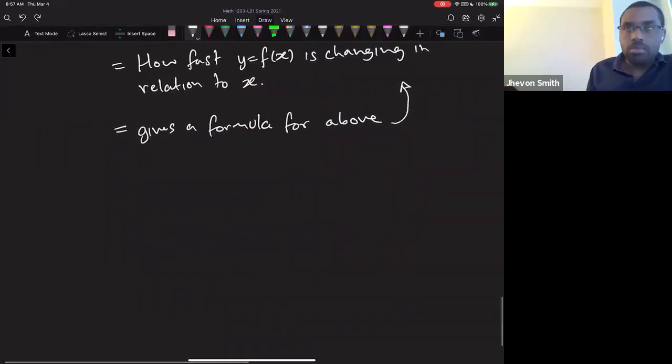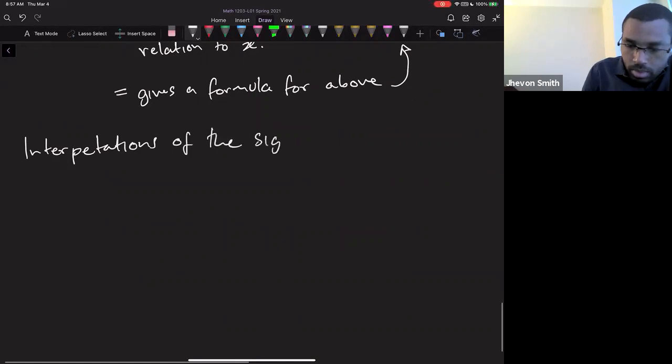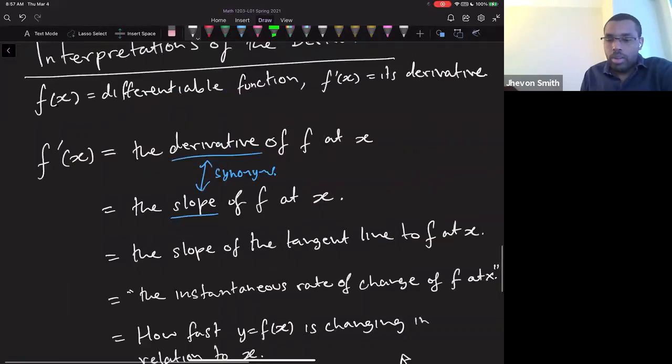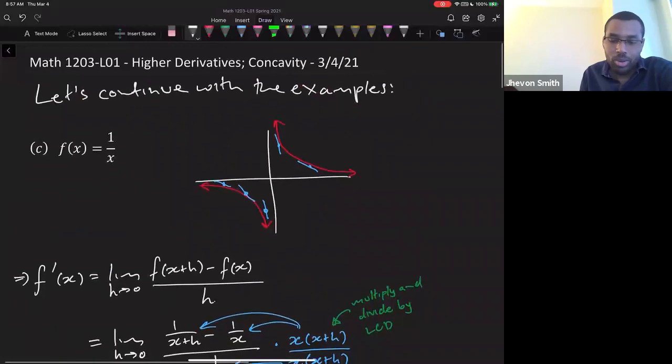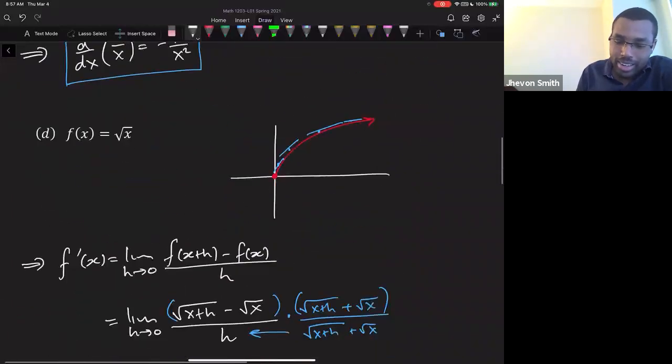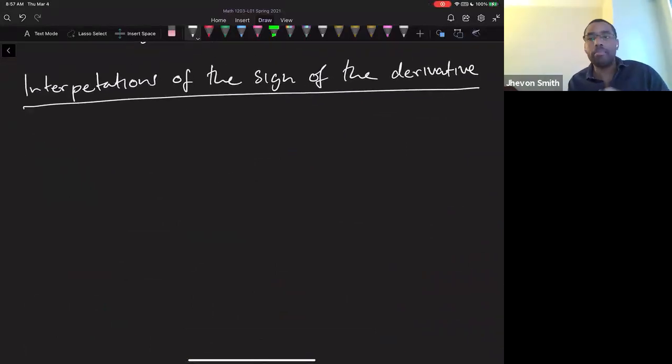Let's talk about higher derivatives. No, not yet. I want to talk about the interpretations of the sign of the derivative. I made some comments up here about how this derivative is always positive, and then this derivative is always negative, and so on. Me saying those words goes beyond just noticing some peculiarity of this particular graph. It is something that you can talk about in general.